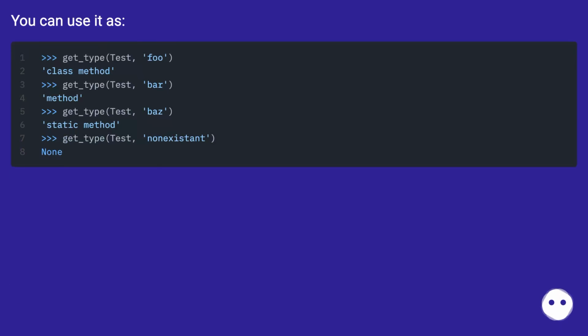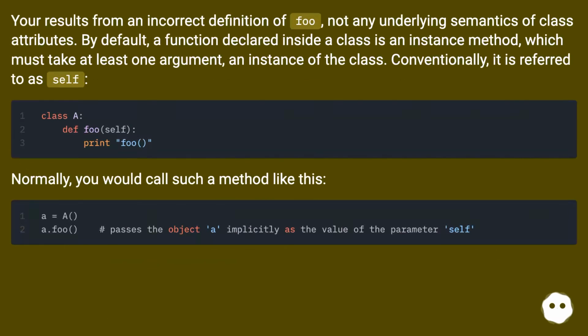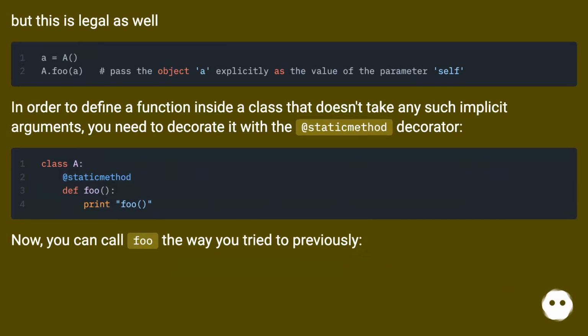You can use it as shown. Your problem results from an incorrect definition of foo, not any underlying semantics of class attributes. By default, a function declared inside a class is an instance method, which must take at least one argument, an instance of the class. Conventionally, it is referred to as self. Normally, you would call such a method like this. But this is legal as well.